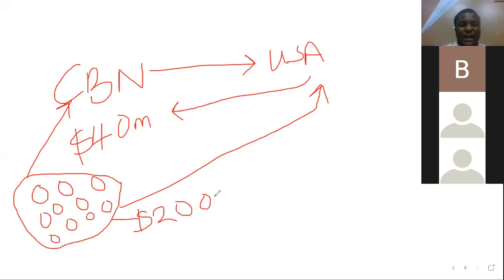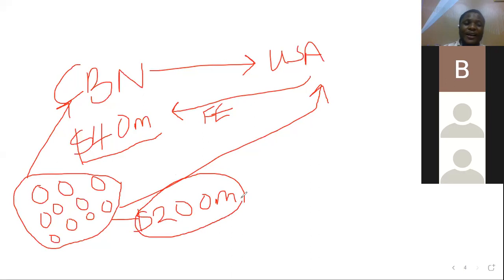CBN will start shouting, eh? Where are we going to see $200 million from? Because CBN only has $40 million, which they received from USA through foreign exchange earnings. If it is flexible exchange rate, CBN will now increase the rates so that it will reduce the pressure on Cubana and Co.